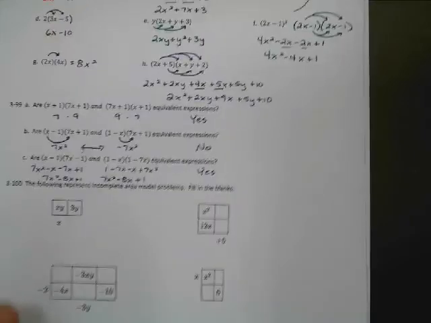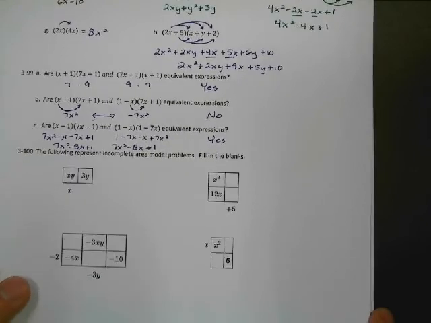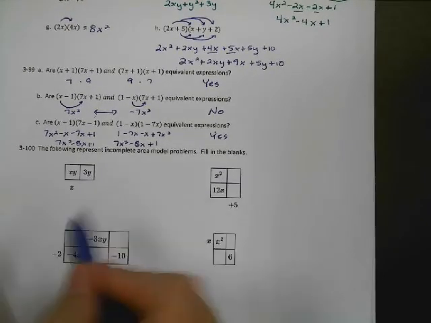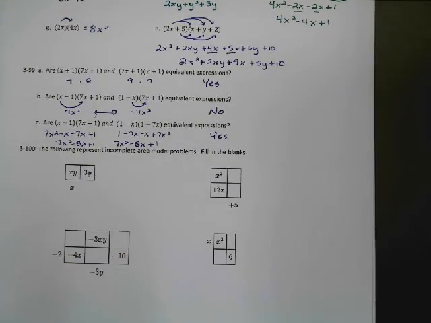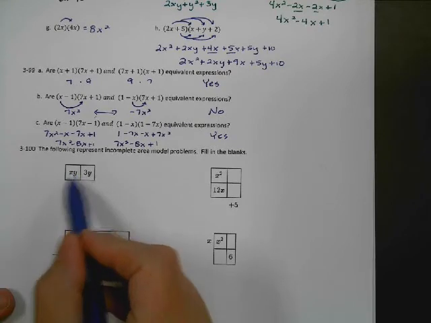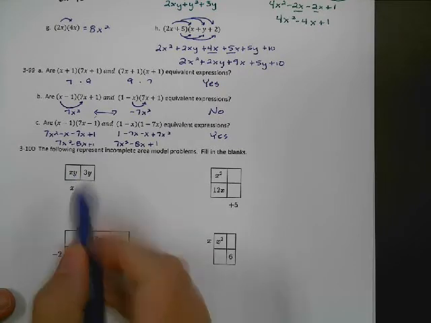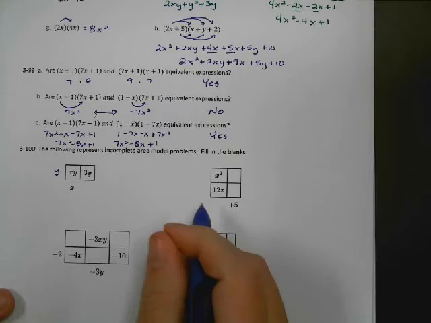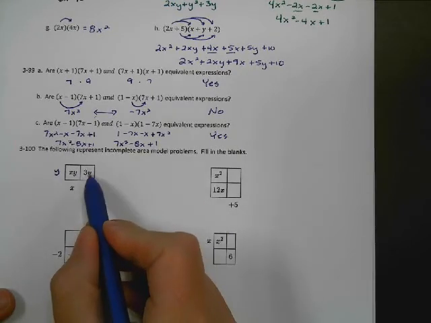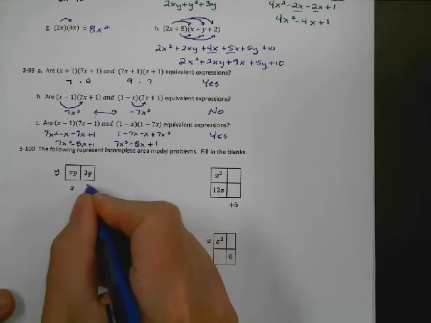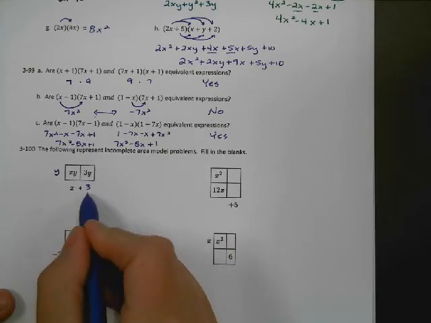All right, so this is a little bit of fun here. This is an area model problem where there are pieces that are missing, and we want to fill in the rest of it. So this area here is x times y. So this is x. I think this one must be y. Okay, this one is 3y. So if this is y, this has to be 3. So this would be x plus 3 times y.